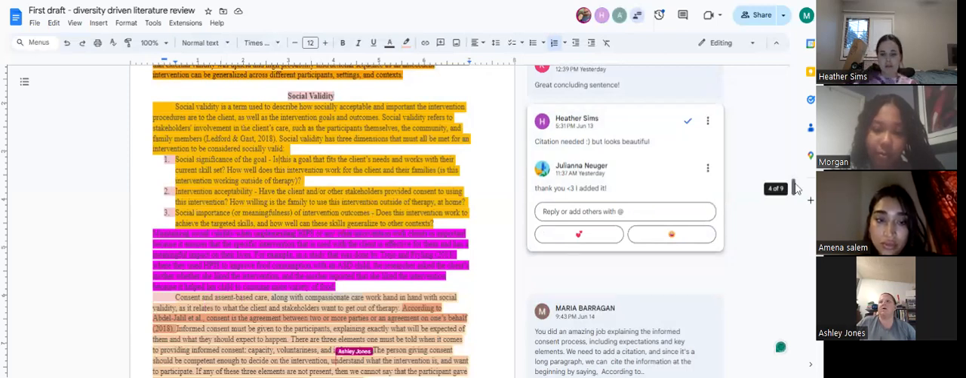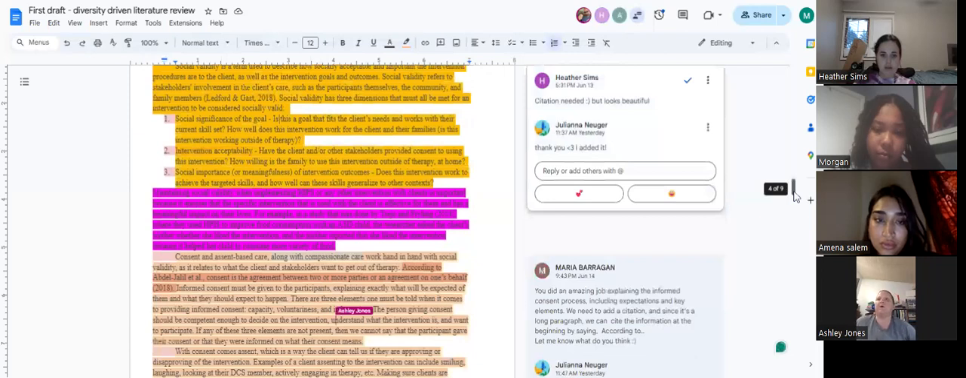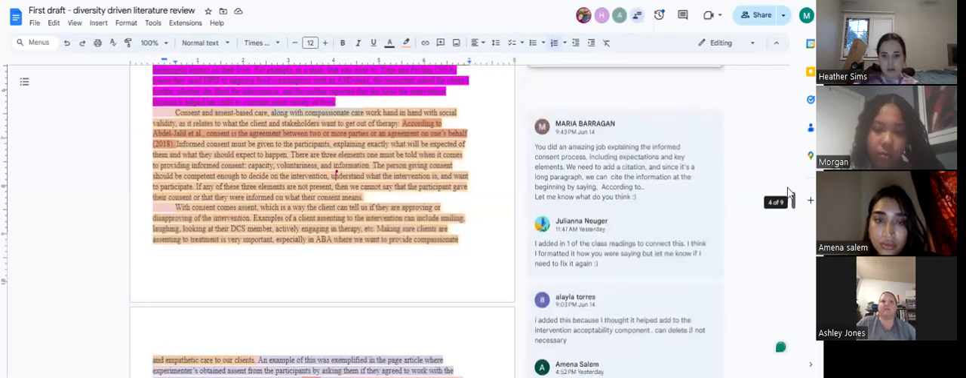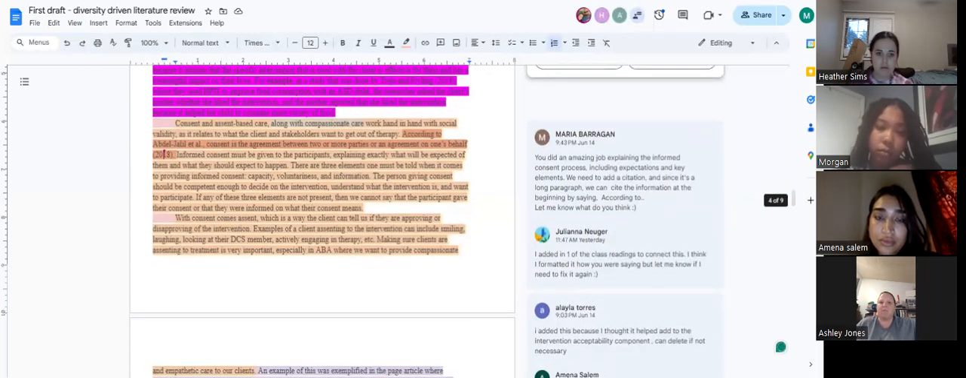Then we did have a few different problems doing the citations again, but they all got corrected and they did a great job on responding to the different comments that were made.